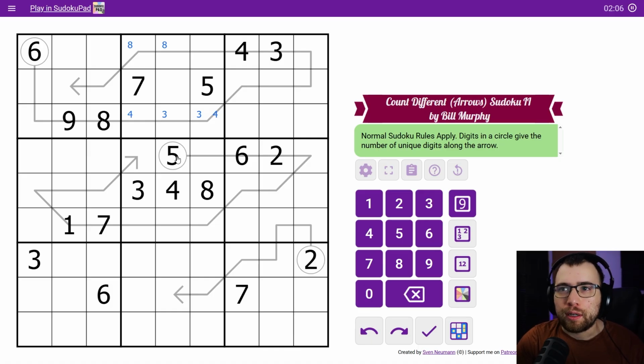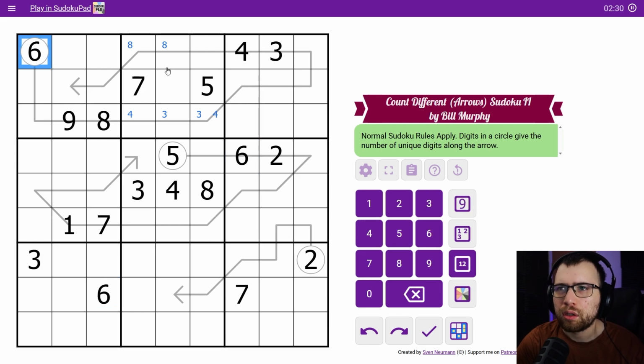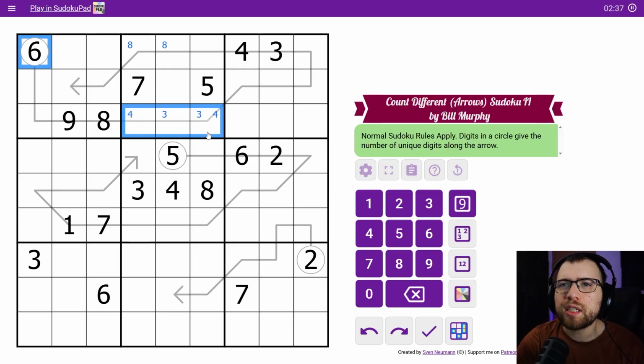I don't know how to follow that up. Okay, so I suppose... Hold on, here's a question. What about the 6? Digits in a circle give the number of unique digits along the arrow. Could there be a 6 on the line? There's nothing in the rules that say that the 6 is included in this. So we could have a 6 somewhere on the line. But if we had a 6 somewhere on the line, then my suspicion is that the 6 is not on the line.